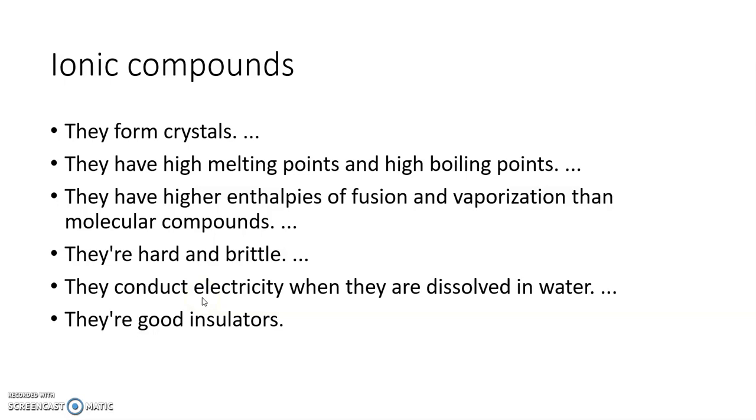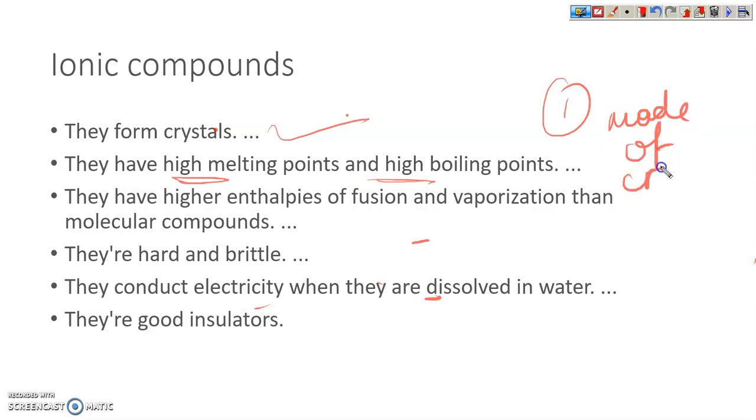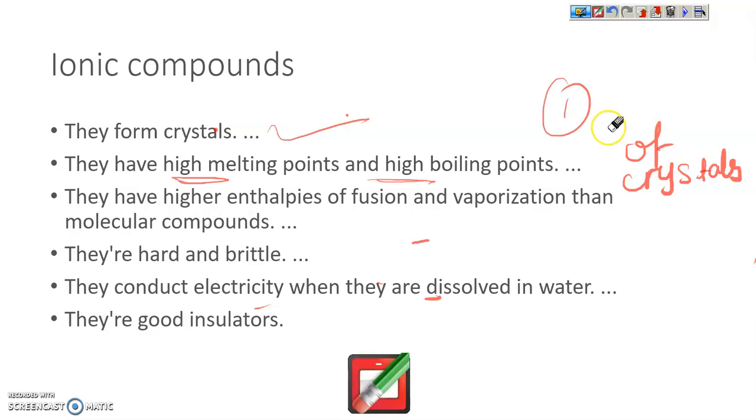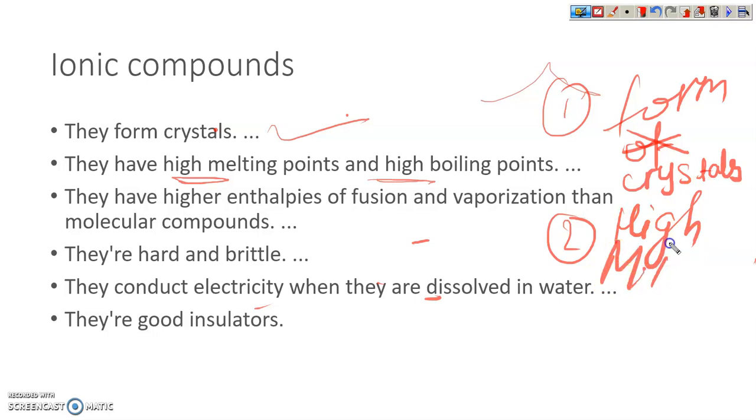Here, ionic compounds. The main properties of ionic compounds are they form crystals, and they have high melting and high boiling points. You should remember they have high, not low. So the first point you should remember is they form crystals. Second, you should remember high MP, I mean melting points, and BP, I mean boiling points.